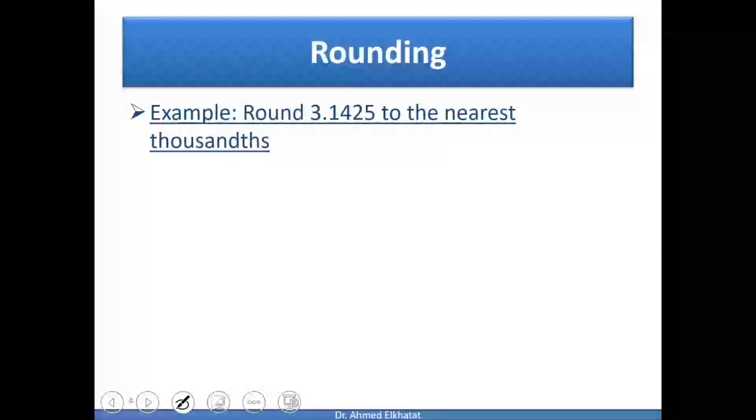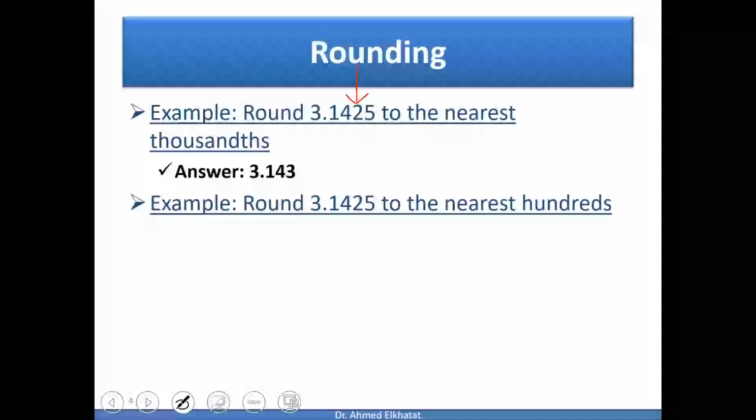Now round 3.1425 to the nearest thousandth. That means we keep the 2. Check 5. 5 should be rounded up, so it becomes 3.143. Exactly.